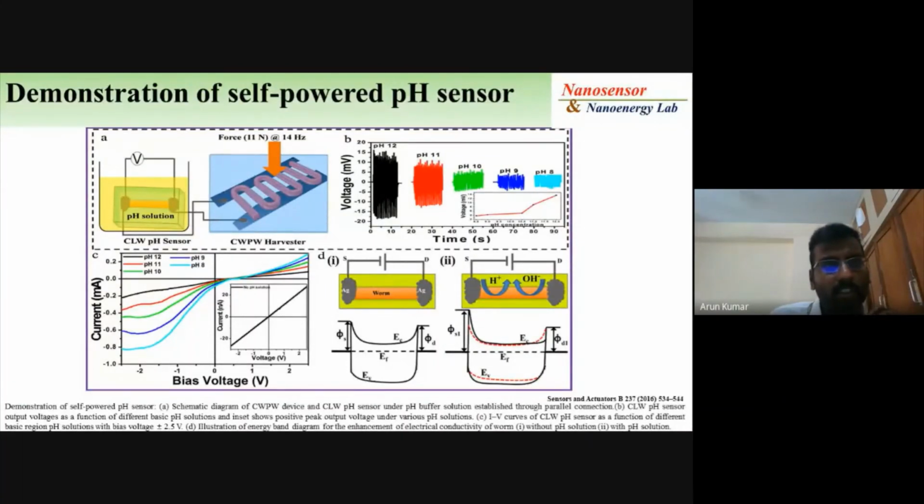So what we did here is, we made a sensor, and by using the same material, we made a nanogenerator. We connected them together and applied a force here. So this is a completely self-powered pH sensor. Whenever the force is applied, some potential is generated and applied to this sensor. See here, whenever the pH value varies from 12 to 8, the voltage is reducing. That means the resistance is varying, right? Based on that particular concept, we developed this sensor.